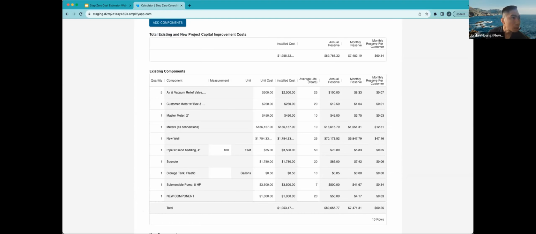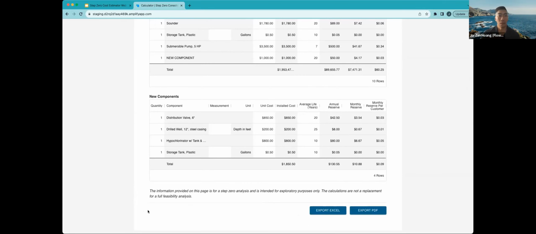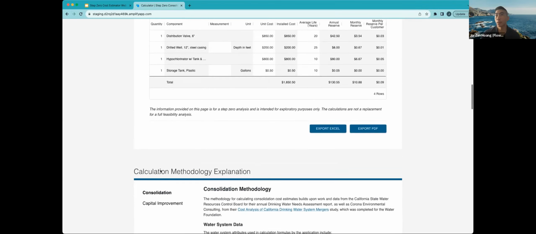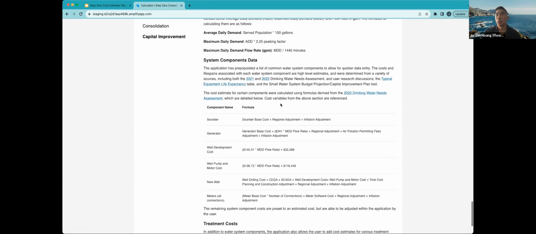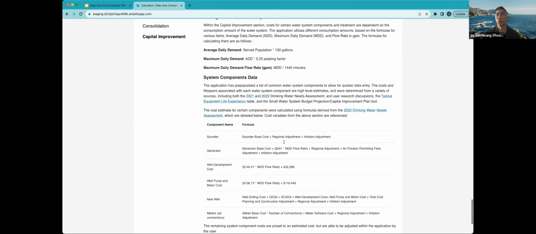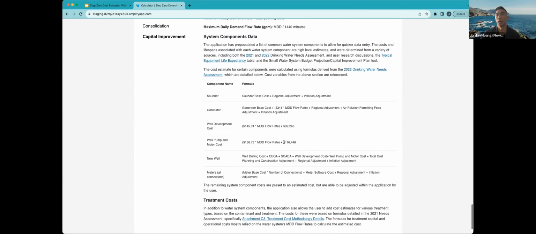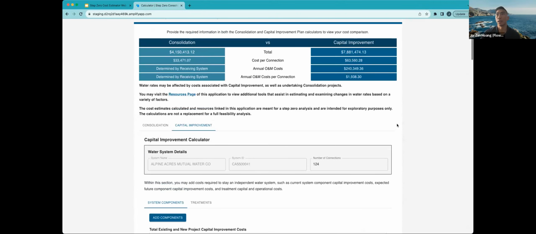And then, okay. Yeah, I will definitely look more into the design cost question to make sure it's being accounted for, or if it is or not. And then yeah, just more methodology, formulas, data for the water system components and treatment cost values that were calculated.